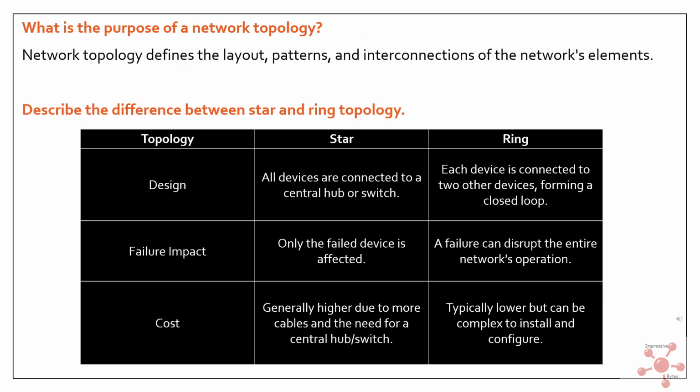What is the purpose of a network topology? Network topology refers to how devices are interconnected. Think of it as the blueprint of a building, showing how every room and corridor is connected. Describe the difference between star and ring topology. Star versus ring topology, how do they differ? Imagine the star topology as a wheel with spokes, where all devices connect to a central hub. In contrast, the ring topology is like a circular assembly line, where each device connects to two others, forming a closed loop.